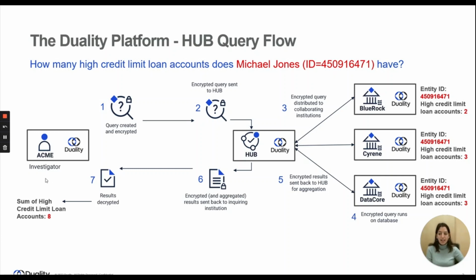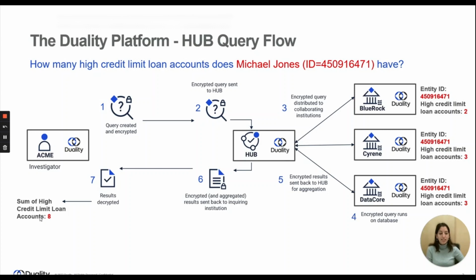We have Acme as our investigator who will create and encrypt his query. The query will be sent over to the hub where it will be distributed to the collaborating institutions. The query will run while remaining encrypted, and the results will come in. An example is Blue Rock. Michael Jones has overall 2 high credit limit loan accounts there. The results will be sent back, aggregated, and then decrypted for Acme to see. For this query, the sum of high credit limit loan accounts for Michael Jones is 8.